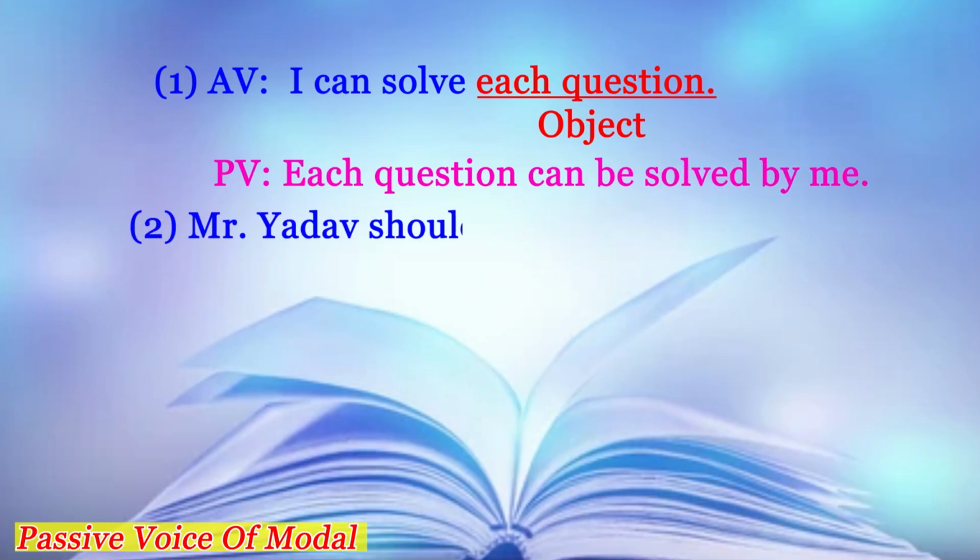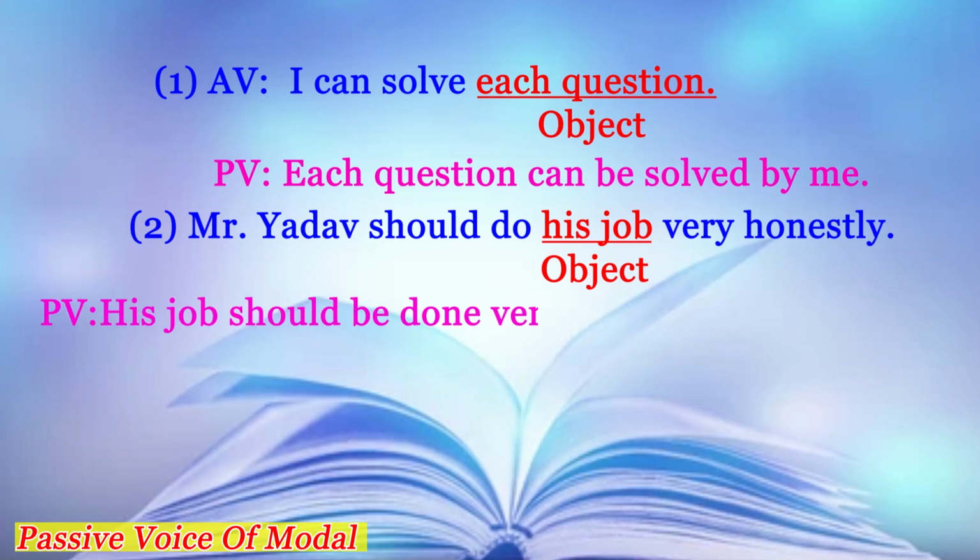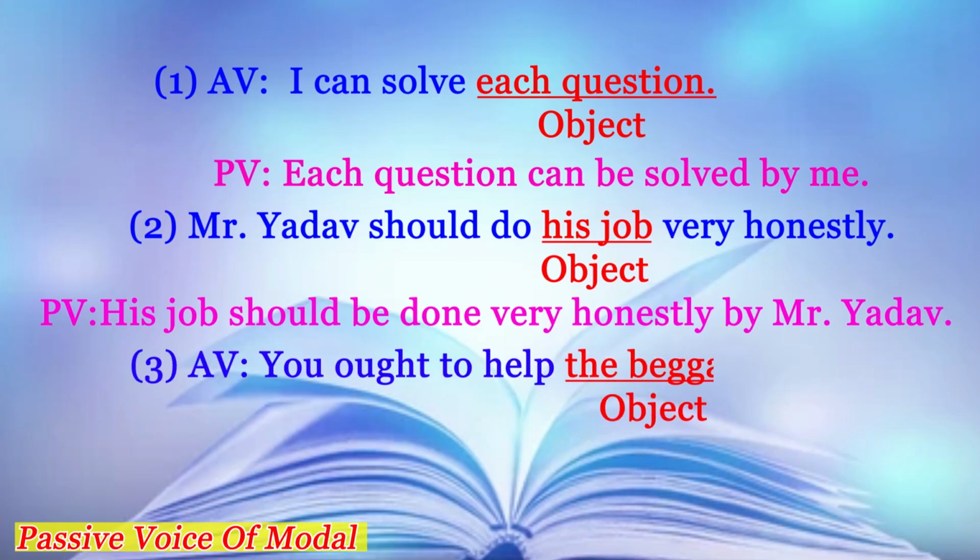Mr. Yadav should do his job very honestly. In this sentence, his job is the object of the active voice. So the object becomes the subject. In passive voice, we write: his job should be done very honestly by Mr. Yadav. You ought to help the beggar. The beggar is the object of active voice, so the beggar becomes the subject of passive voice. So write: the beggar ought to be helped by you.